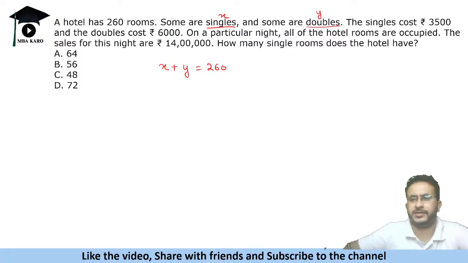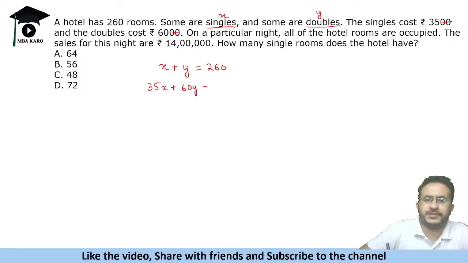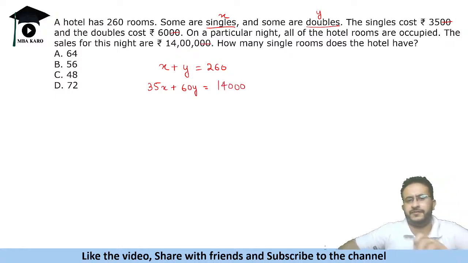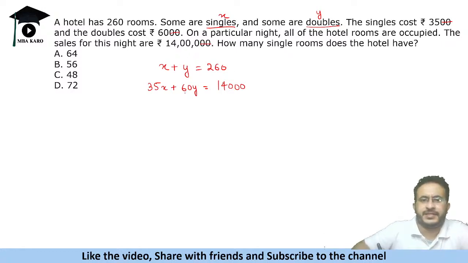So how do we simplify this? Remove two zeros, because the two zeros are present in both. So we can say 35x plus 60y is equal to 14,000. Now can we further simplify? Yes, we can, right? See, we can divide by 5 and get 7x plus 12y is equal to 2800.